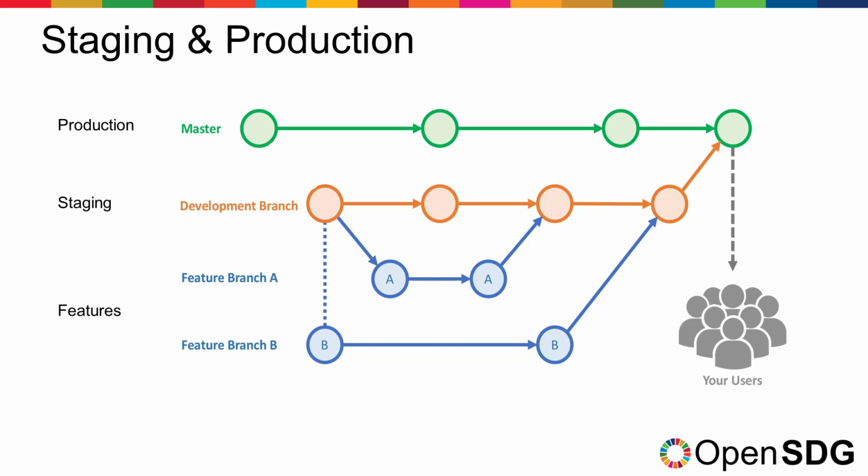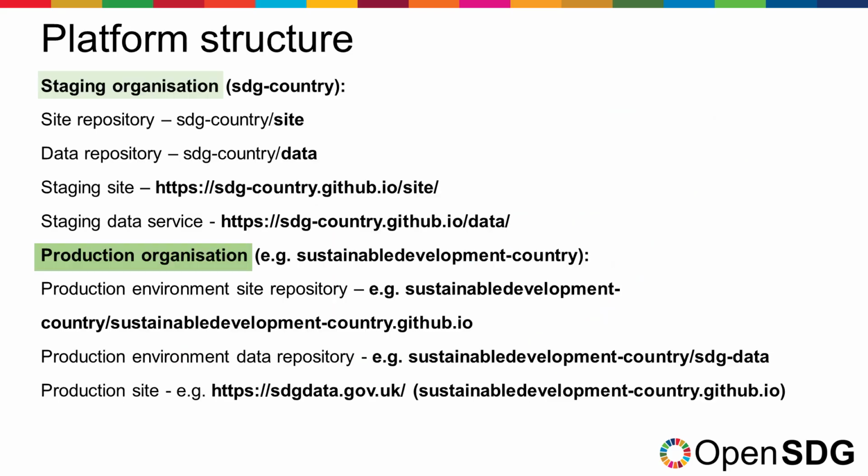This diagram shows a full journey of any changes made to your site from the start to finish. There will be two organizations your Open SDG platform needs. Your day-to-day changes will be done inside your staging organization's site and data repositories, and these will feed into your testing environments on the staging site and data service. Whenever changes are made to the develop branch, it will push these changes to those services.